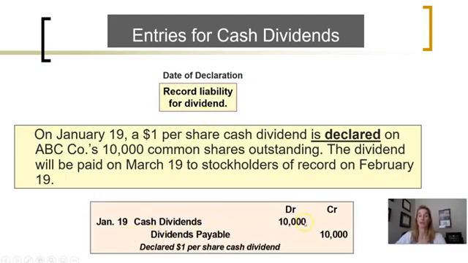We will credit the liability to increase it for the amount that will be paid. $1 will be paid per share, and currently there are 10,000 shares outstanding, which means those are the number of shares held outside of the company by shareholders. Total liability will be 10,000.